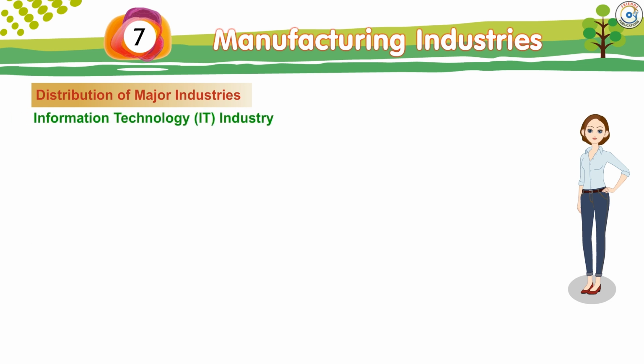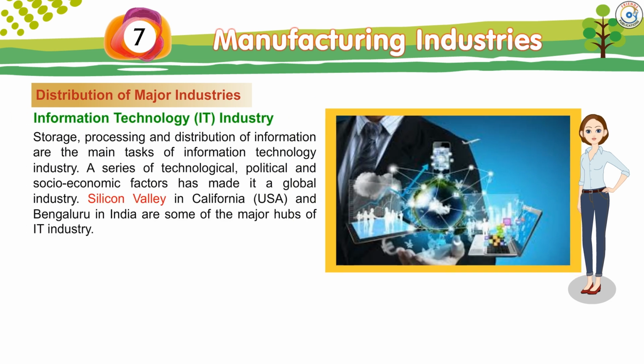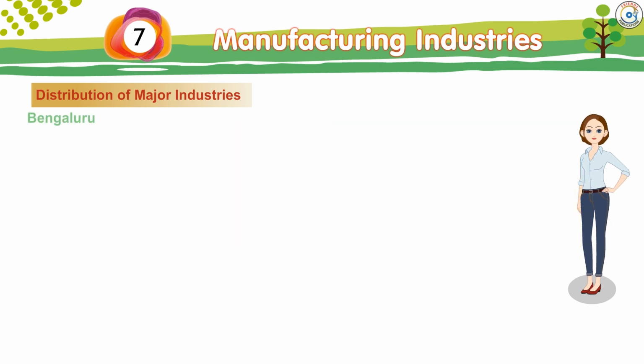Information technology, IT industry. Storage, processing and distribution of information are the main tasks of the information technology industry. A series of technological, political and socio-economic factors has made it a global industry. Silicon Valley in California, USA and Bengaluru in India are some of the major hubs of the IT industry.